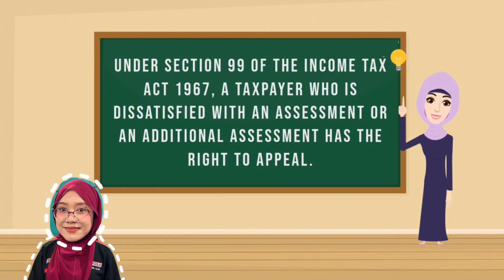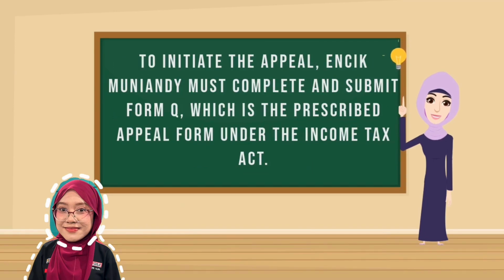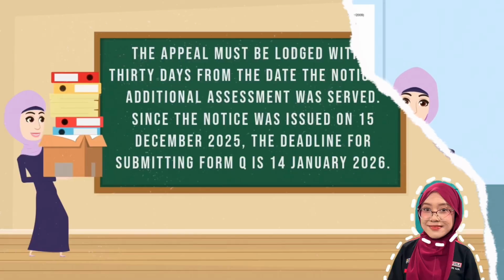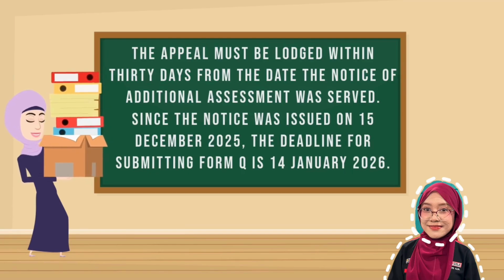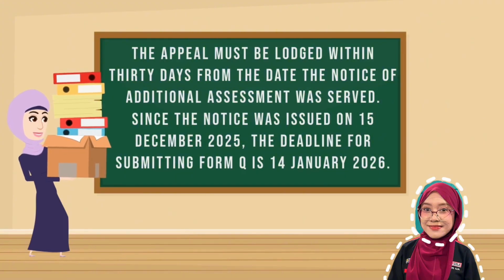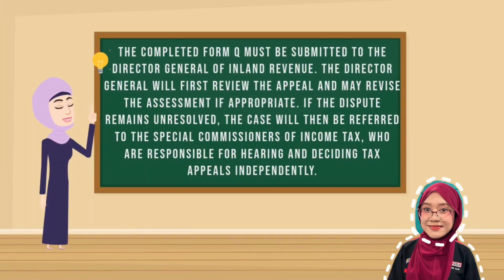Under Section 99 of the Income Tax Act 1967, a taxpayer who is dissatisfied with an assessment or an additional assessment has the right to appeal. To initiate the appeal, Encik Muniandi must complete and submit Form Q, which is the prescribed appeal form under the Income Tax Act. The appeal must be lodged within 30 days from the date the notice of additional assessment was served. Since the notice was issued on 15 December 2025, the deadline for submitting Form Q is 14 January 2026. The completed Form Q must be submitted to the Director General of Inland Revenue.